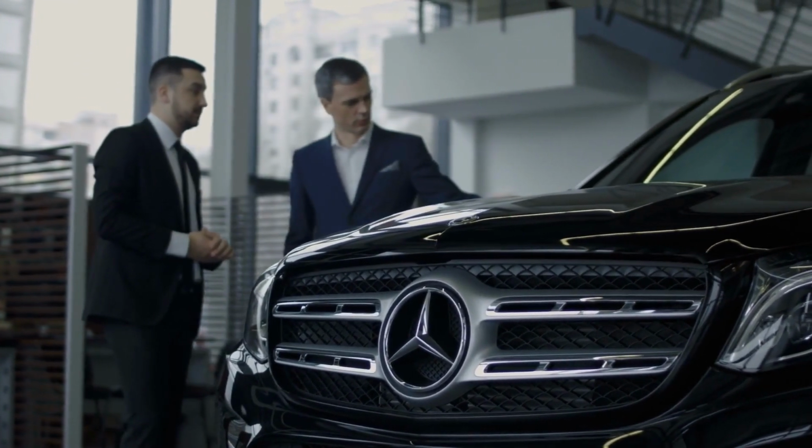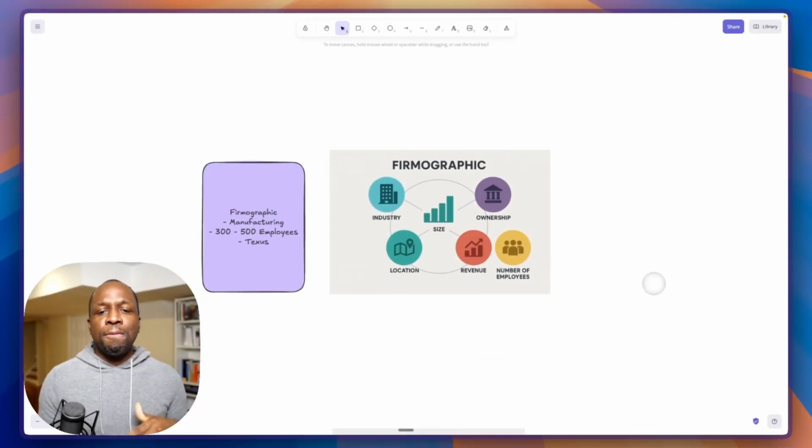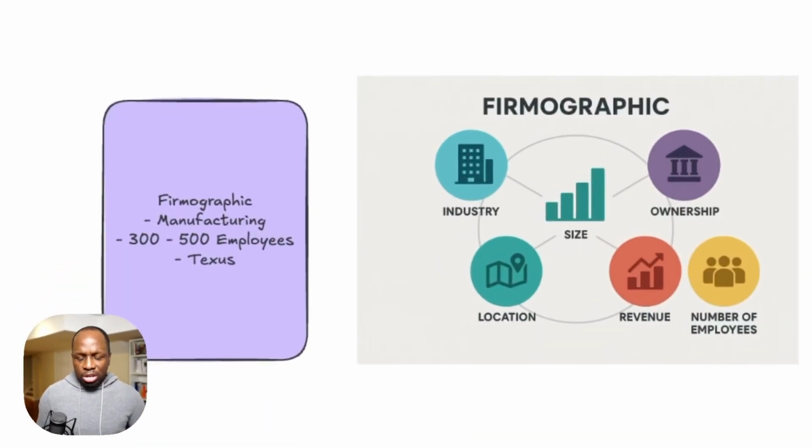You want to really narrow it down. So that's where the second part of this conversation comes in, the firmographic, right? The concept of identifying the types of companies that could potentially use your services. In this particular case, I have manufacturing companies that have between 300 to 500 employees and are located in Texas. The definition of a firmographic is essentially all of the attributes of that company that makes up that company.